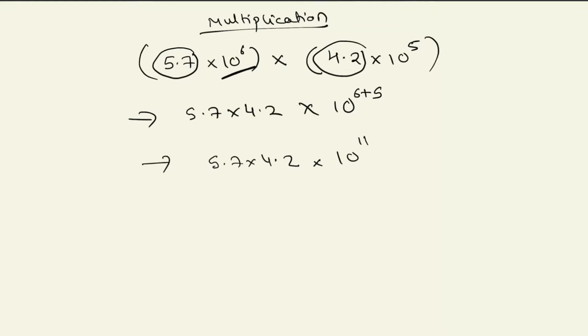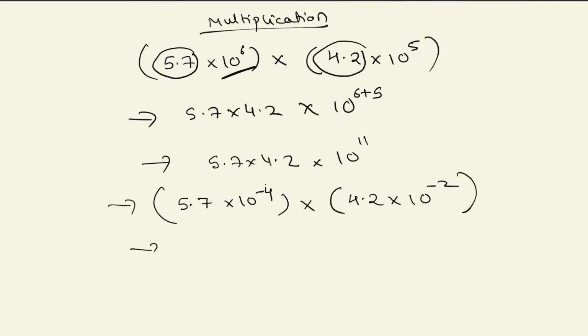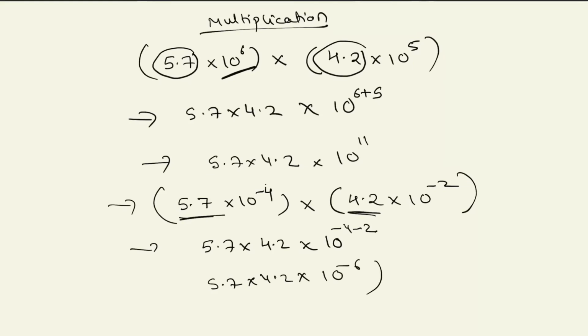This is how we are going for the multiplication. Let's take one more example. Two numbers are there in the exponential form. One is 5.7 into 10 to the power minus 4, and we are multiplying it with another exponential number 4.2 into 10 to the power minus 2. Here again, the integer values we will multiply first, 5.7 into 4.2, and for the exponential numbers we are simply going to add their powers, minus 4 minus 2. So it is going to be 5.7 into 4.2 into 10 to the power minus 6. This is how we are going to do, and the answer will be 23.94 into 10 to the power minus 6.